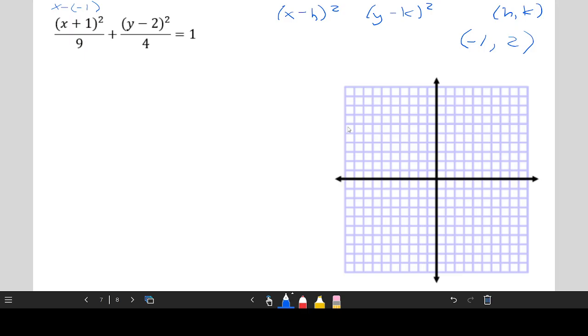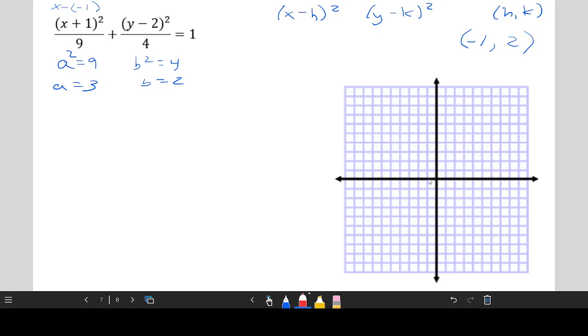So our center is at negative 1, 2. The larger denominator is under the x portion, so that's our a squared, and so a is 3. And then b squared is 4, so b is 2. Since the larger value is underneath x, it's going to be longer in the horizontal direction this time.